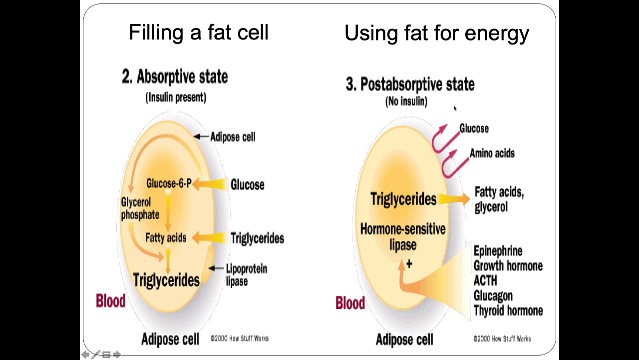And then if you need to use fat for energy, the fat cell will block glucose and amino acids, which are the components of proteins, from entering, and will allow hormone-sensitive lipase to break triglycerides down to produce fatty acids and glycerol. It's sensitive to things like epinephrine, which is adrenaline, growth hormone, ACTH, glucagon, which is the hormone that stimulates your muscles to break down glycogen, and thyroid hormone, which is also important in metabolism.